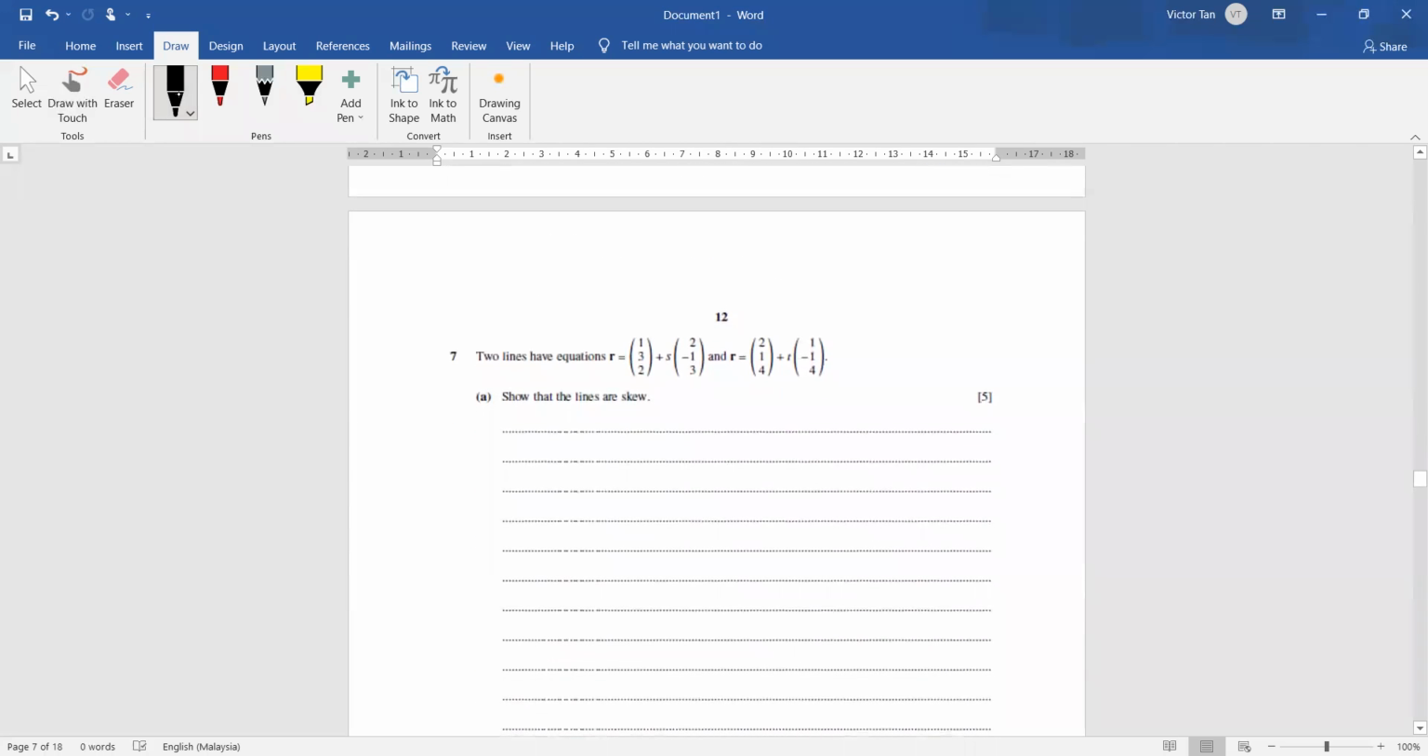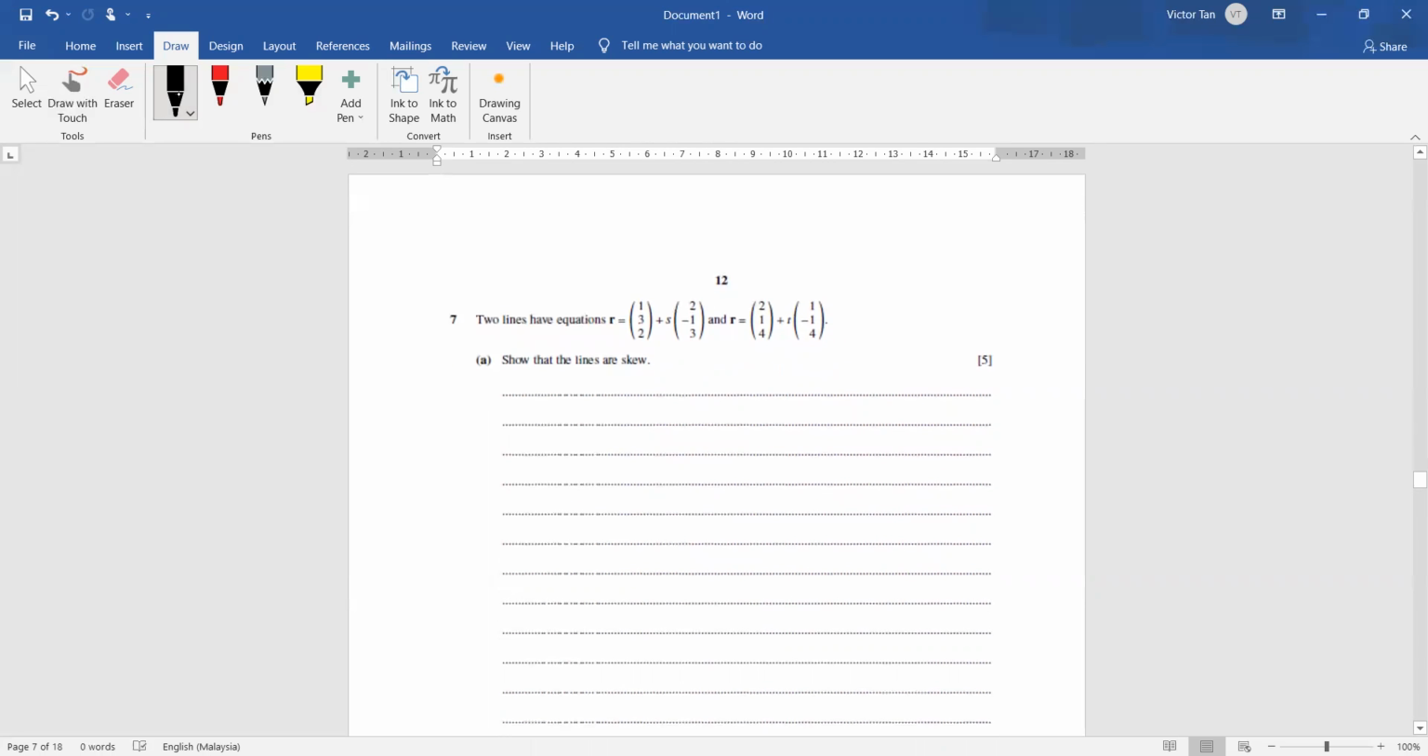Next question is on vectors. Two lines have equation r equals (1, 3, 2) plus s(2, -1, 3), and r equals (2, 1, 4) plus t(1, -1, 4). Show that the lines are skew. Okay, so this is a vector equation. Actually, r is basically a position vector (x, y, z).